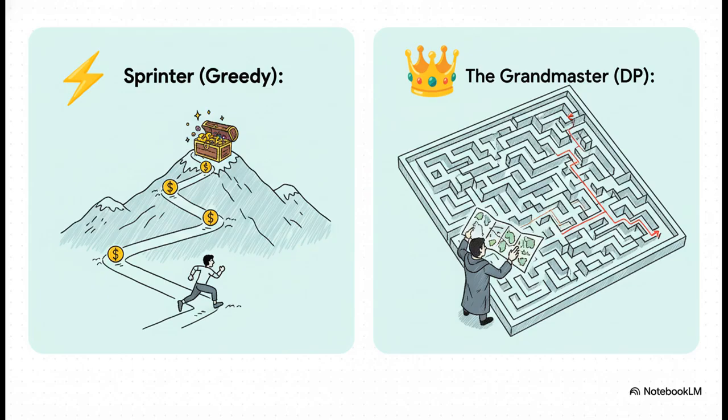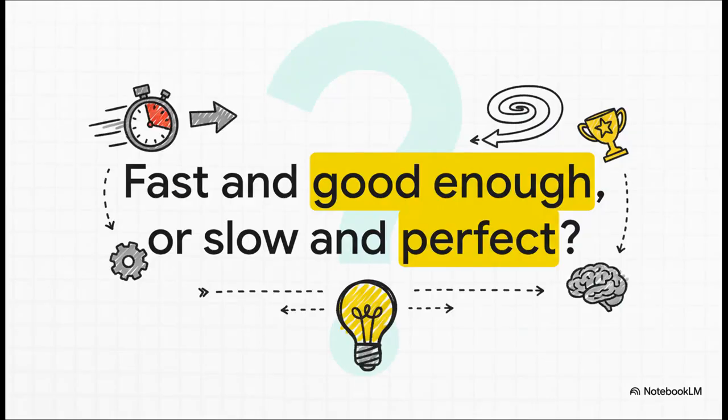Let it run. But for those problems where perfection is mandatory and you know you can reuse solutions to smaller problems, that's when you need the Grandmaster's patient, exhaustive search. So what's it going to be? Fast and good enough, or slow and perfect? Ultimately, understanding this trade-off, it isn't just the key to writing better algorithms, it's a really powerful way to think about problem solving in general.